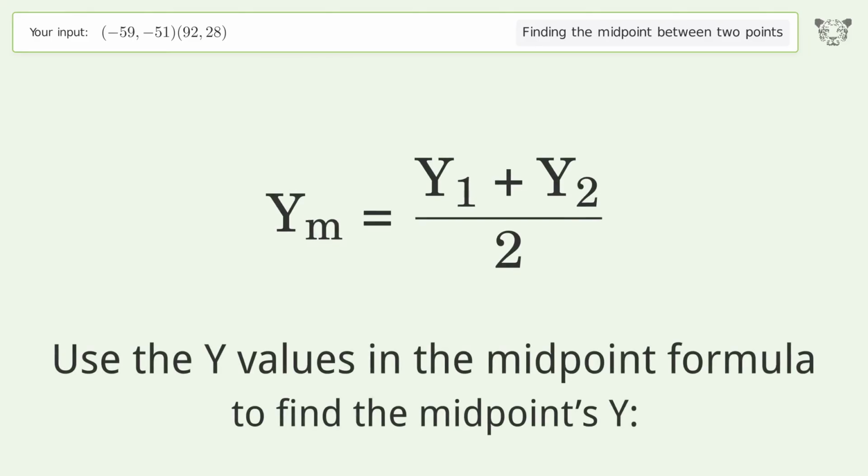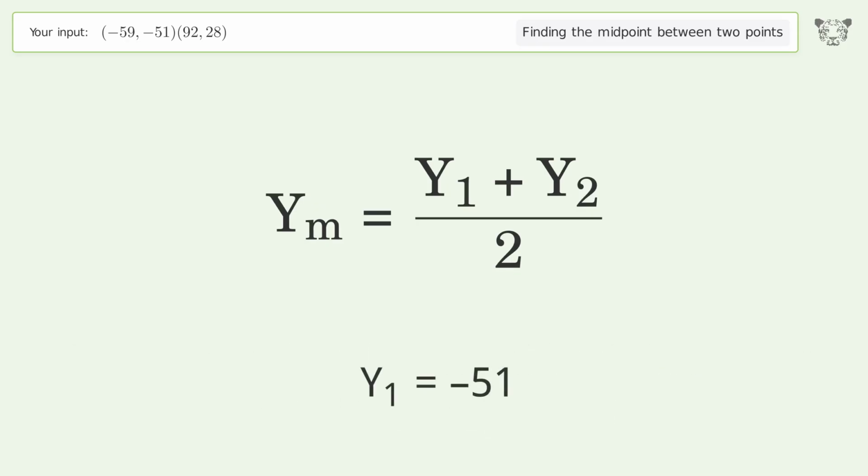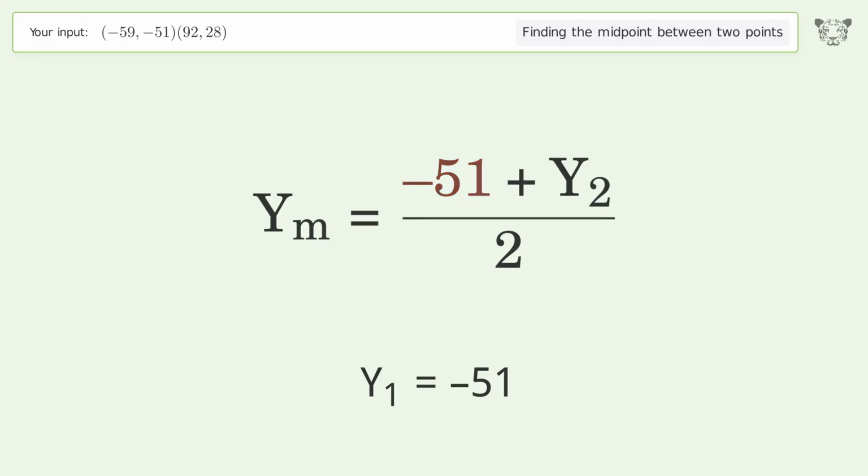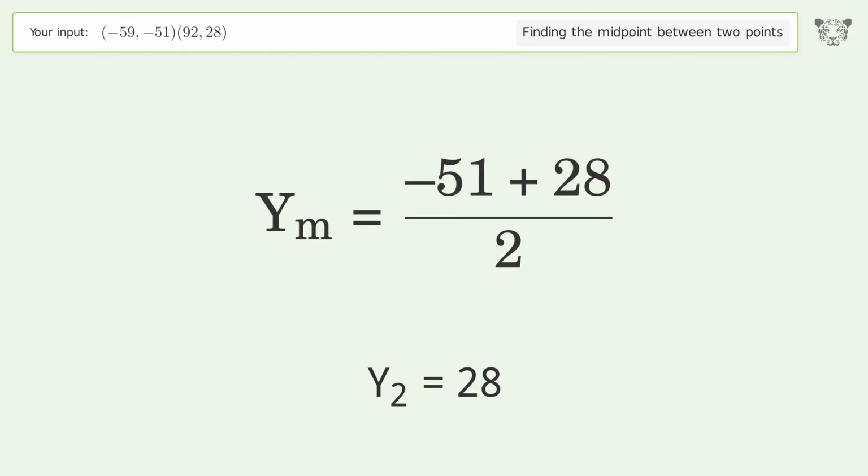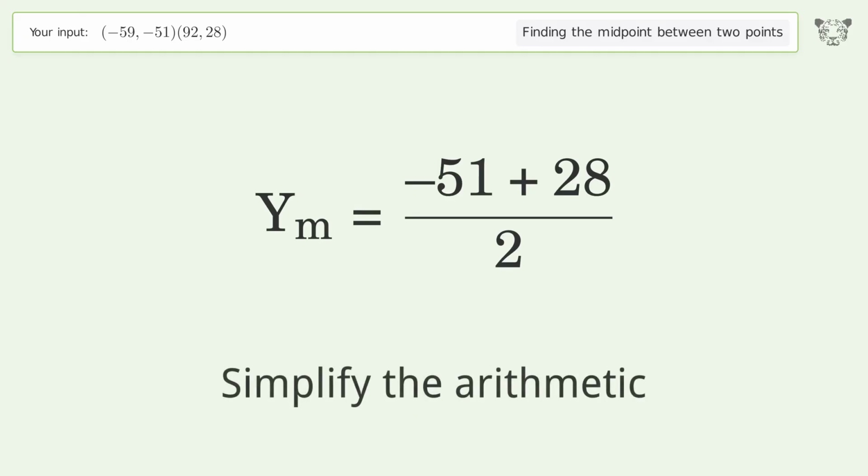Use the y values in the midpoint formula to find the midpoint's y. y1 equals negative 51. y2 equals 28. Simplify the arithmetic.